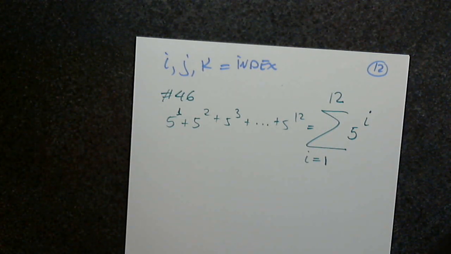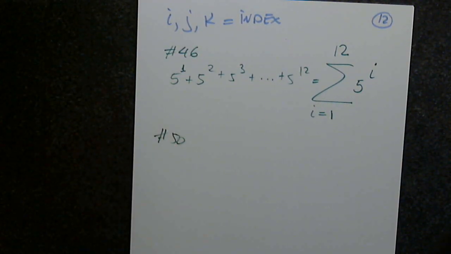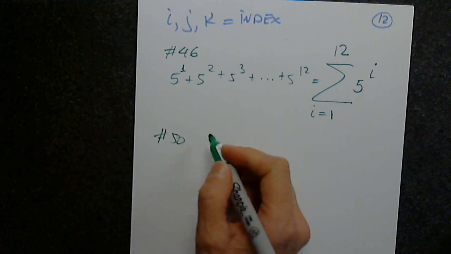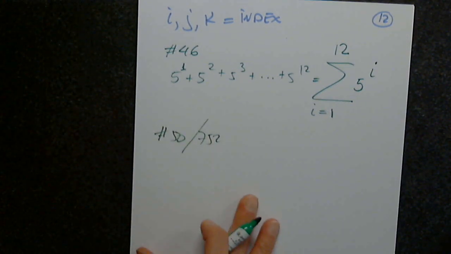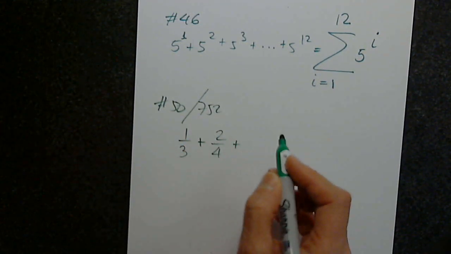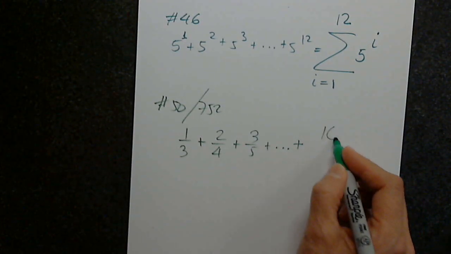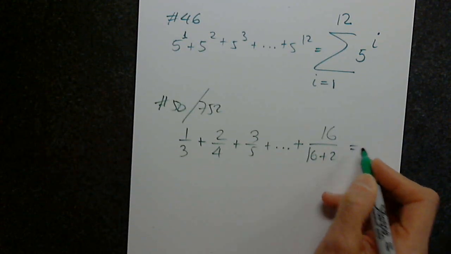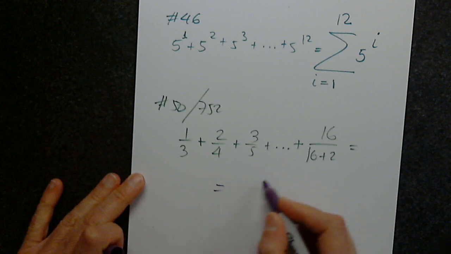I know we need to practice some more. Let's also look at, let's say, 50. Same page, 752. I forgot to write. 752. Okay, and then I'll let you choose if you want. 1/3 plus 2/4 plus 3/5 plus 3 dots plus 16 over 16 plus 2. They want us to write the summation notation for this. Okay, no problem.